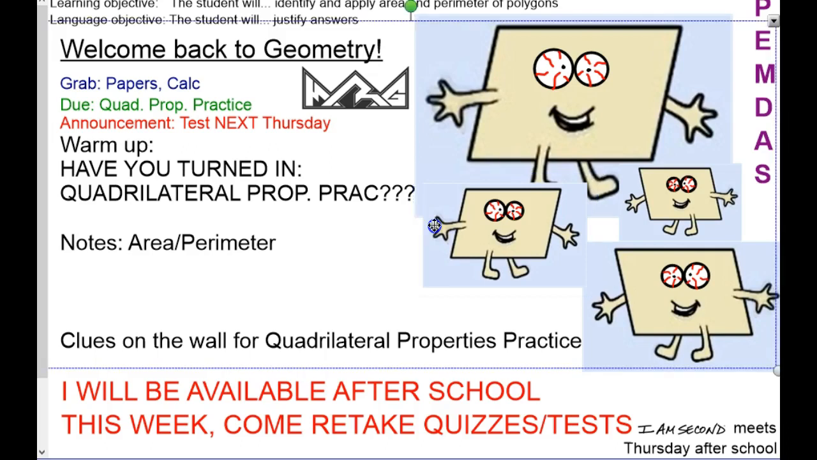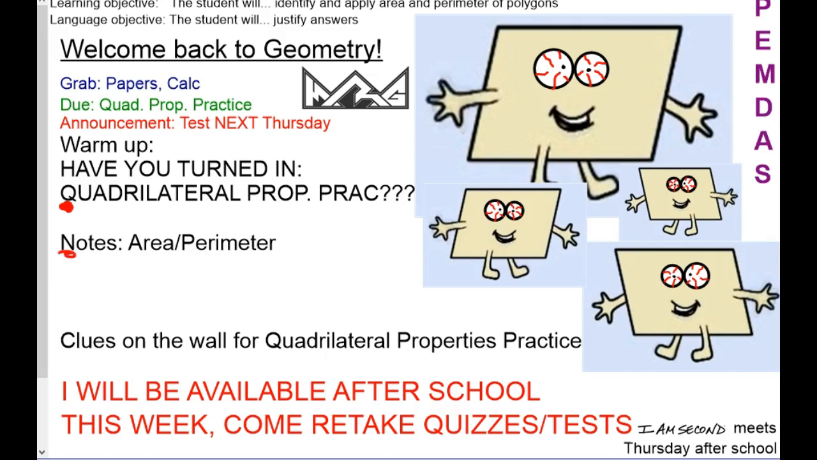I am asking you, have you turned in the quadrilateral properties practice? We have done that for like 3 days now. It looks like this right here, 226 on this sliding whiteboard over here. So make sure you do that. I still have clues on the wall that you can look at to help you out. And we also have 2 days of notes on it. It's just something you got to do.